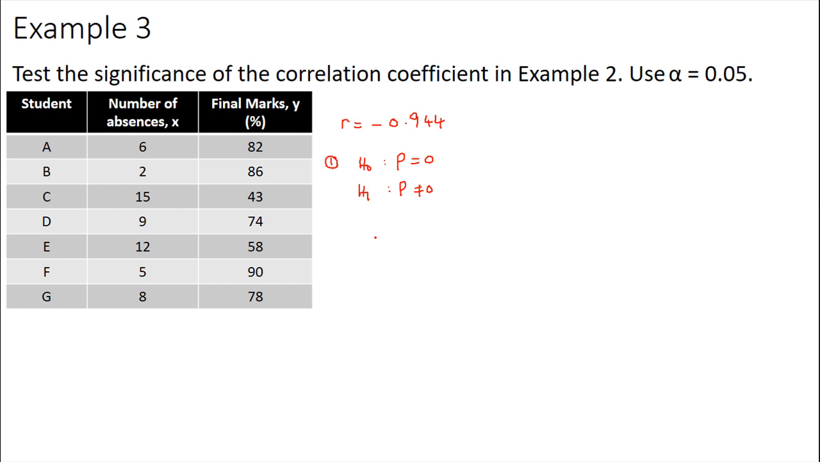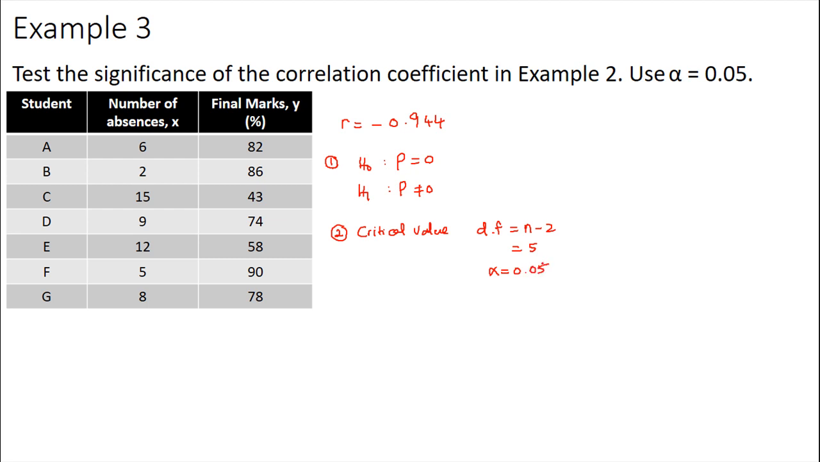Then the second step, we find the critical value. To find the critical value, we will refer to the t distribution table with the degree of freedom n minus 2. Now we have the number of samples, 1, 2, 3, 4, 5, 6, and 7. So the degree of freedom is 5, n minus 2, 7 minus 2 is 5, and alpha is equal to 0.05.